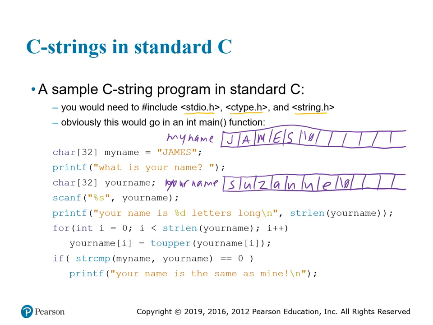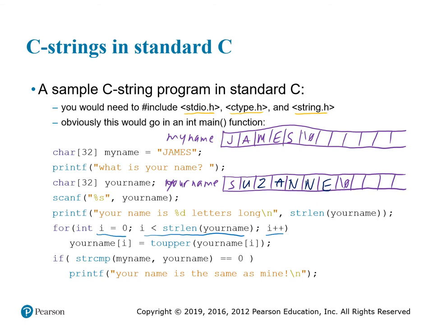So, I start int i equals 0. So, that's pointing to the first letter in your name. I run as long as i is less than string length of your name, which is 7, okay, and i++ between each thing, so we're going to step one at a time through this. And then for each one, I take your name at i, and I change it to upper your name at i. So it's going to leave the capital S at the start of Suzanne alone, but it's going to change this to a capital U, capital Z, capital A, capital N, N, E. Okay.